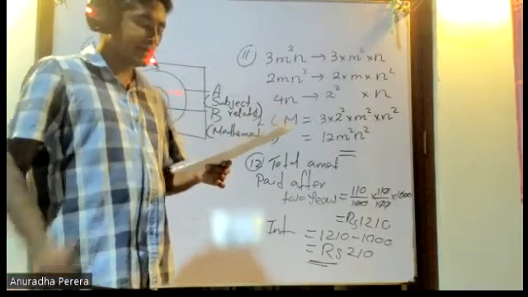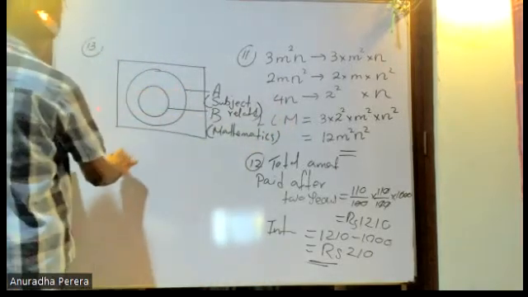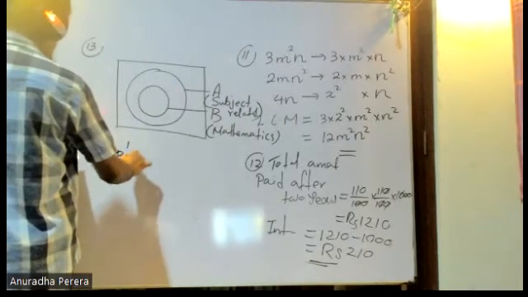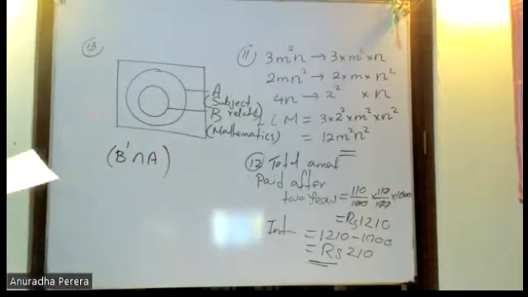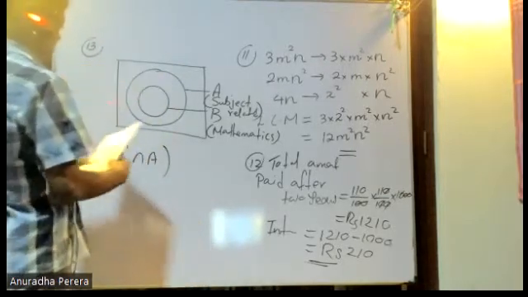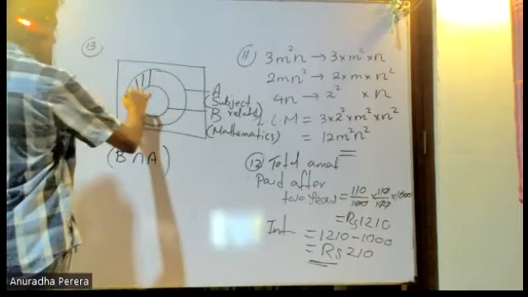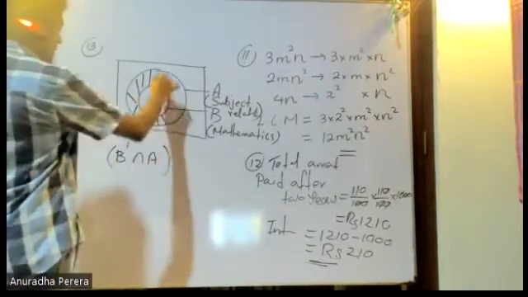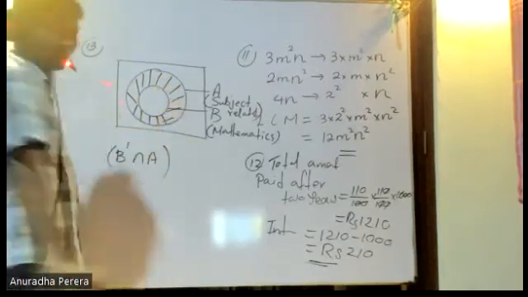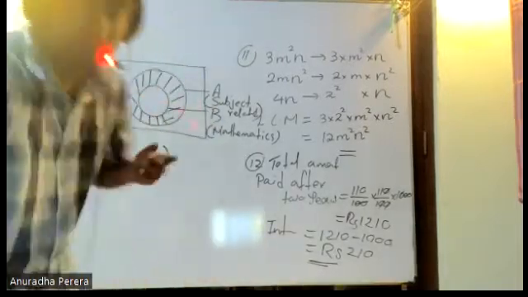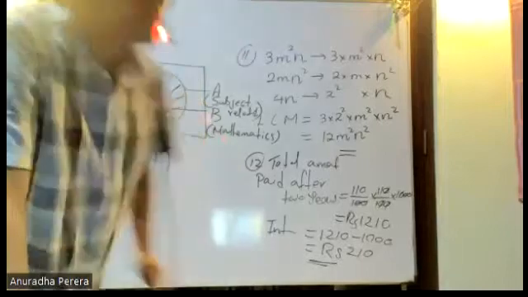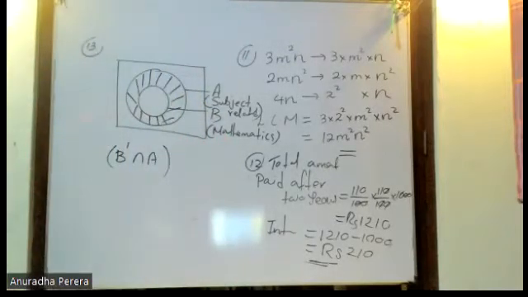Describe the set B dash intersection A. Yes, what is this? B dash intersection A means B dash intersection A. We need this part. What is this? We have to mention this marked part in words. Right? What is it? What is this one?